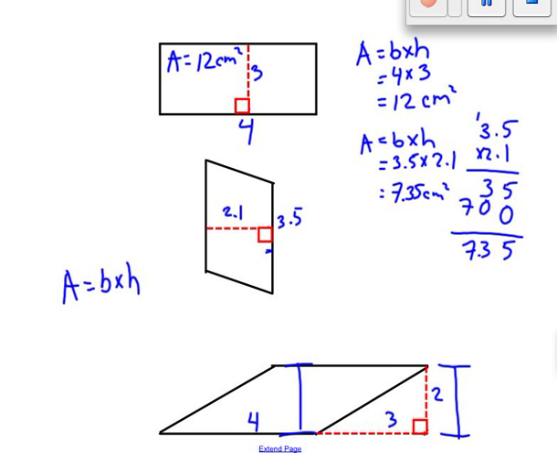So in this case, you've written out your equation, and then as usual, you want to make sure that you replace the information that you know. Base is 4, height is 2. And then once you've done your basic math, you'll realize that 4 times 2 is 8. I put in my centimeters squared.